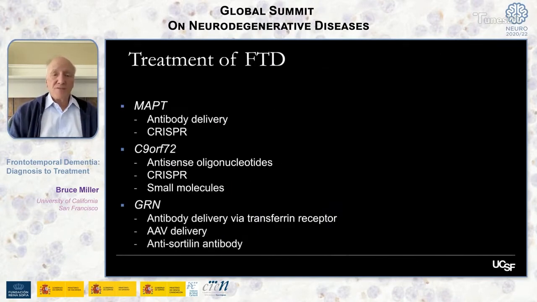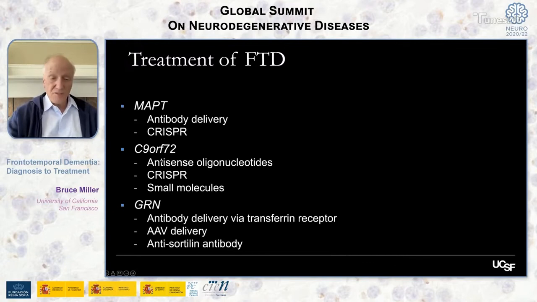Treatment of FTD, I've touched on this. We are in the era of treatment, particularly for the genetic forms. Antibody delivery, we may not get enough antibodies into the brain, but this is being tried. We have Claire Cleland at UCSF working with CRISPR to see if we can cut out the bad forms of tau to prevent mutation carriers from developing disease. Very excited about this work.